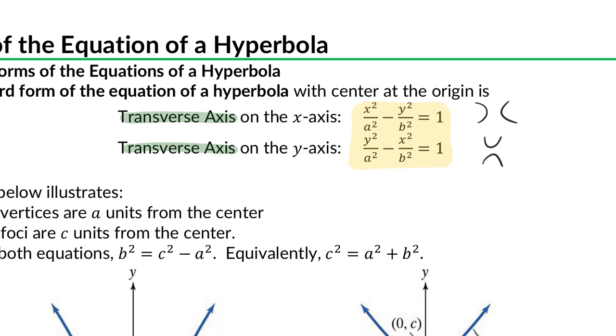And that means that we're going to have branches or bowls that go up and down instead of side to side. Do we see the difference in those formulas? Notice that A this time is necessarily always first. The X and the Y are going to change for this one.